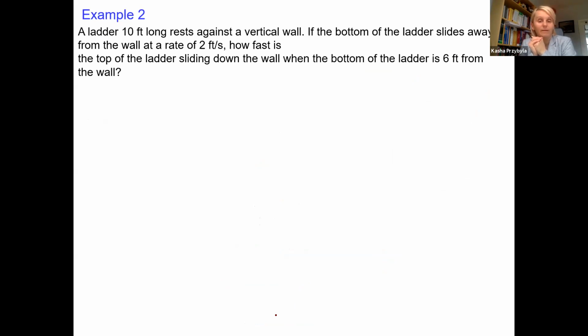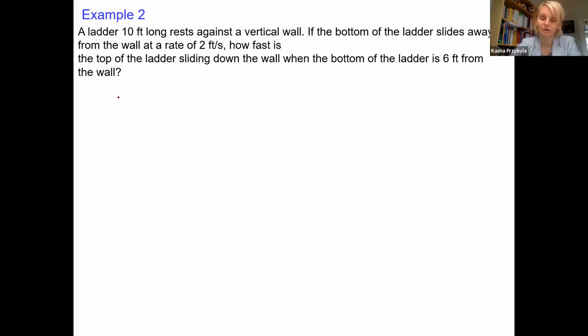The ladder, 10 feet long, rests against the vertical wall. If the bottom of the ladder slides away from the wall at the rate 2 feet per second, how fast is the top of the ladder sliding down the wall when the bottom of the ladder is 6 feet from the wall?